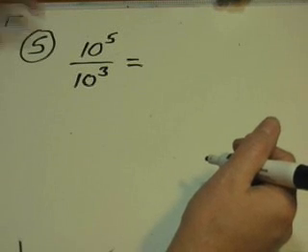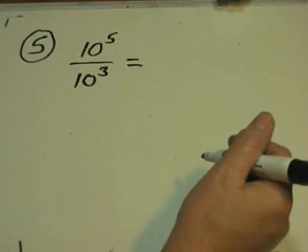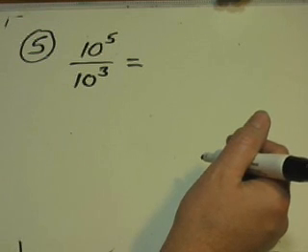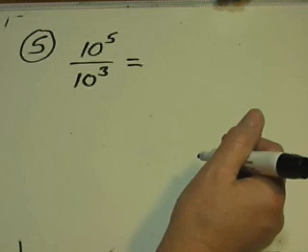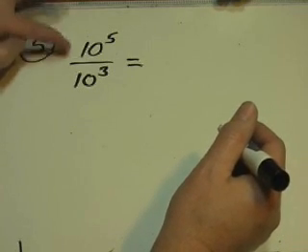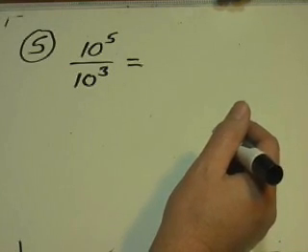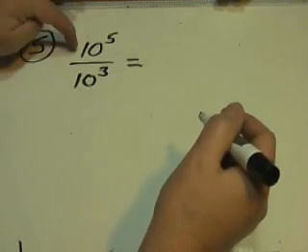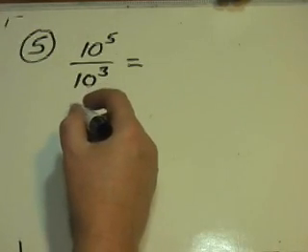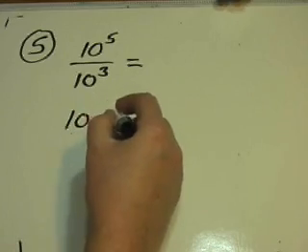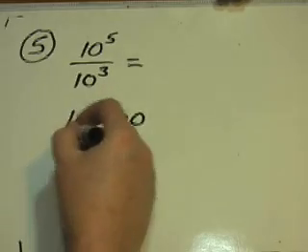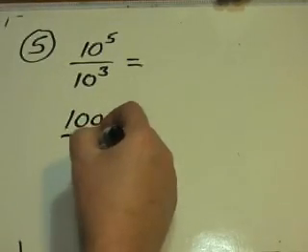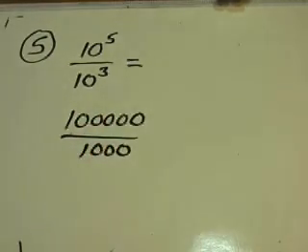For number 5, we want to simplify this ratio of powers of 10, 10 to the 5 over 10 to the 3. There's a rule for that, of course, but again, without even worrying about that, just thinking about what these symbols mean, there's nothing wrong with just writing it out. I mean, 10 to the 5 is 5 10s multiplied together, or that's a 1 with 5 zeros. 10 to the 3 is 1,000, or a 1 with 3 zeros. So, it's 100,000 over 1,000.